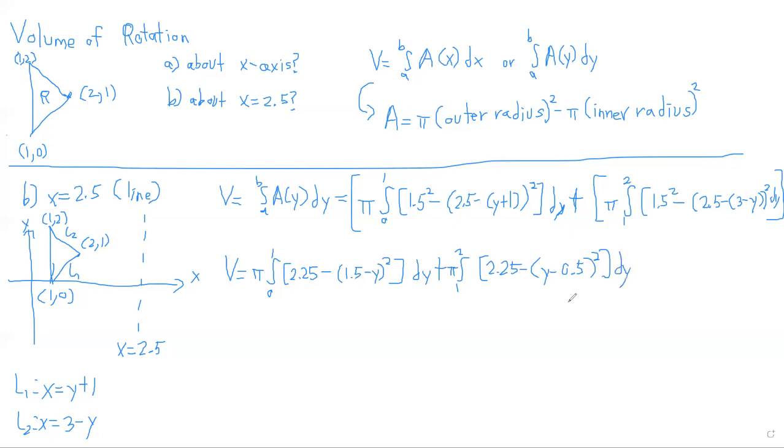And to spare you guys from getting bored, although I know this is pretty boring, when you simplify this out and calculate all this, you're going to get an answer of 7 pi over 3. And like part A, you can also verify that this is the answer using something called the cylindrical shells method.